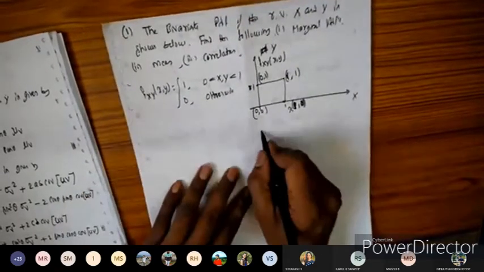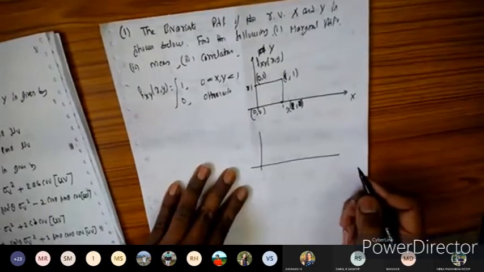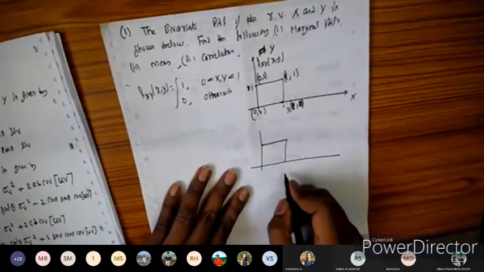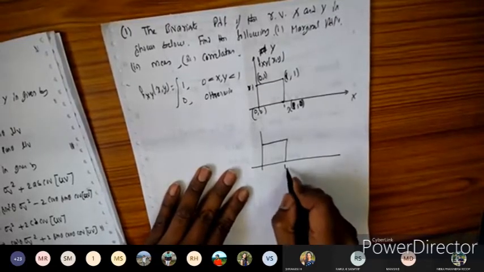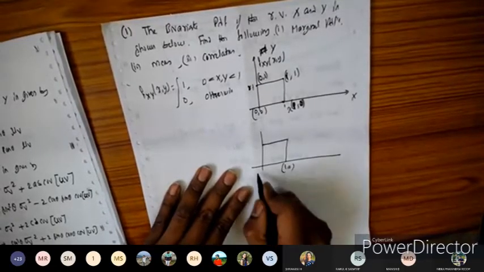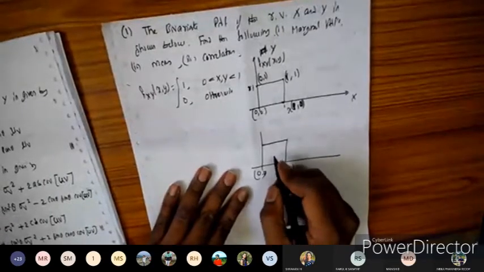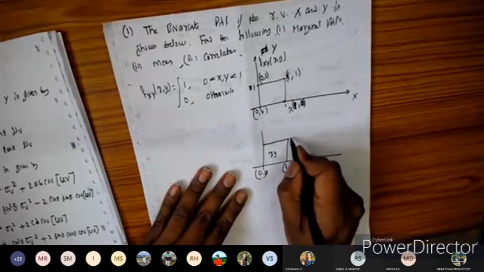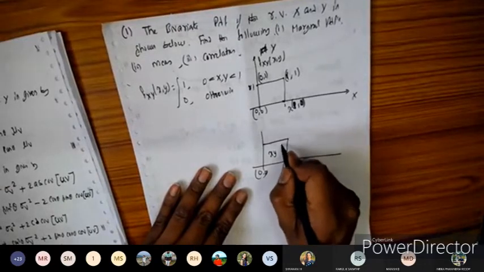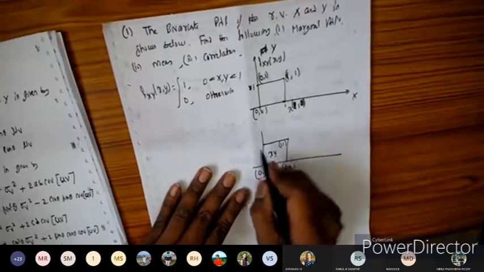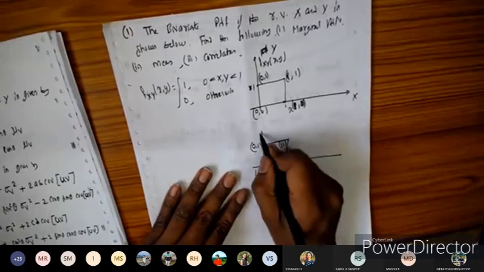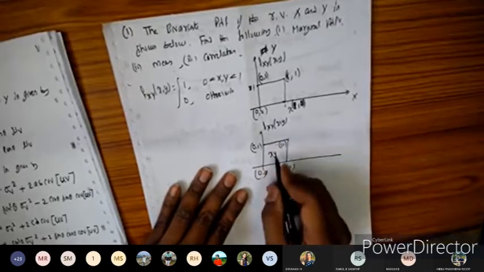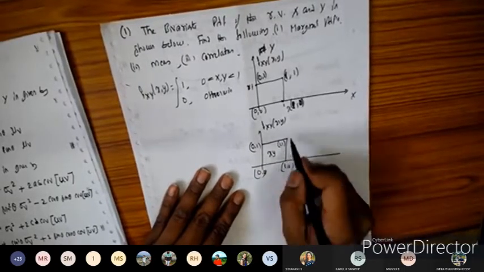Except this quantity, if I redraw this, this is 1 comma 0, this is 0 comma 0, and this is the product of x and y. Based on the product of x and y, it will be defined here. This is 1 comma 1, this is 0 comma 1. This is fxy of x comma y. Except this area, the remaining part will be equal to 0.